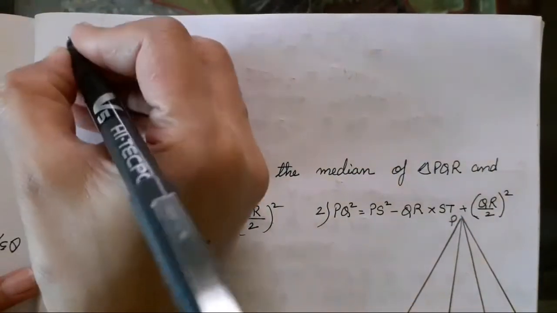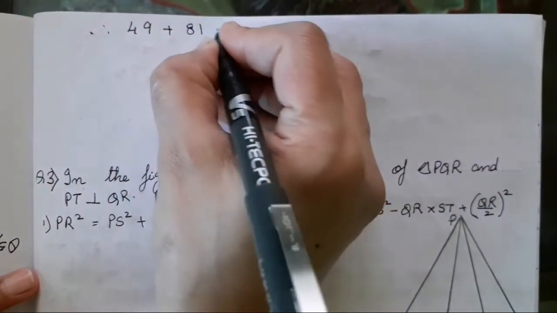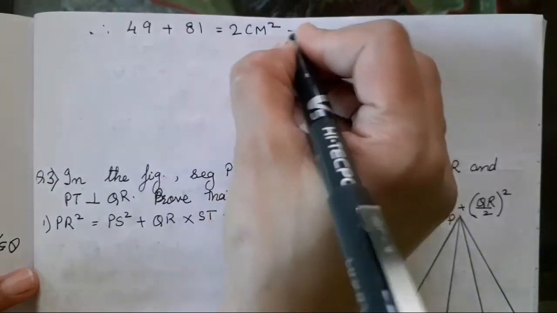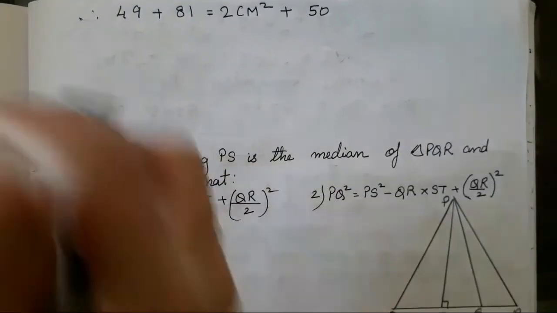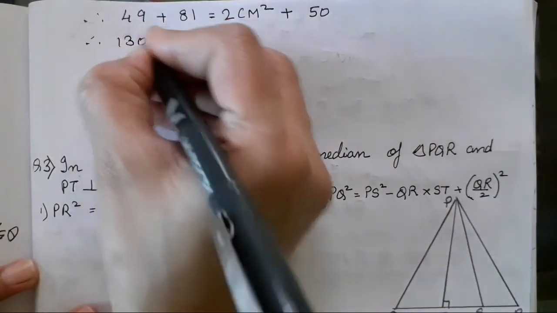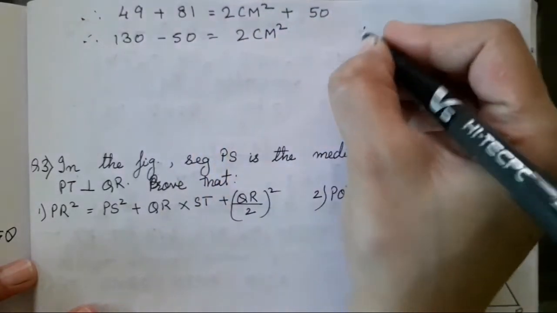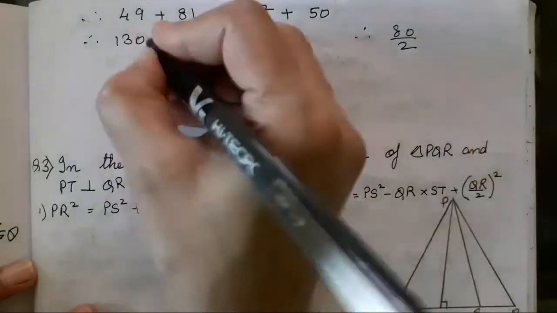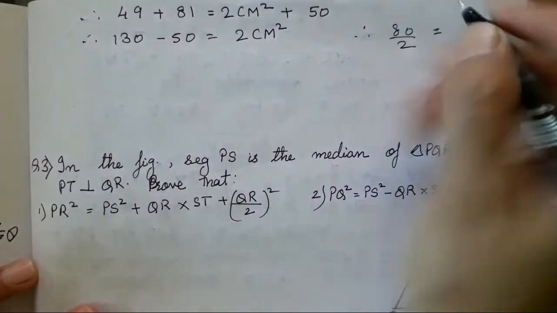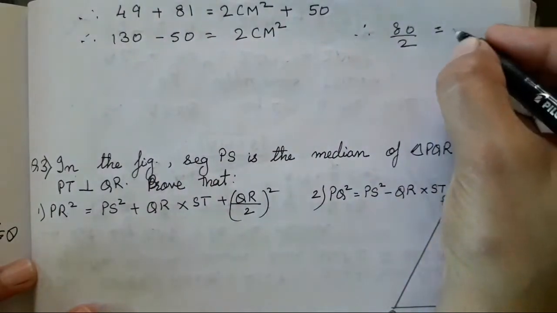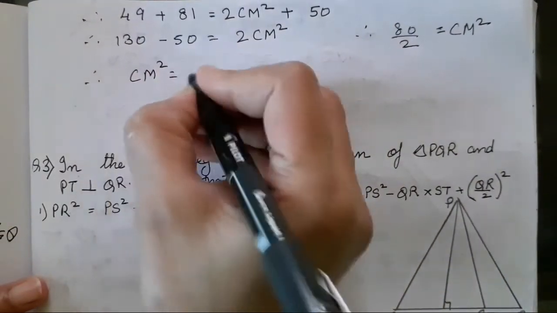So after substituting the values, find the squares. 49 plus 81 is equal to 2CM square plus, multiply it, the answer is going to be 50. I have directly written it. Therefore 130 minus 50 is equal to 2CM square. Therefore 80 upon 2, subtract it, it's going to be 80, and 2 I have taken from the left hand side to the right hand side. This is going to be CM square. Therefore CM square is supposed to be 40.